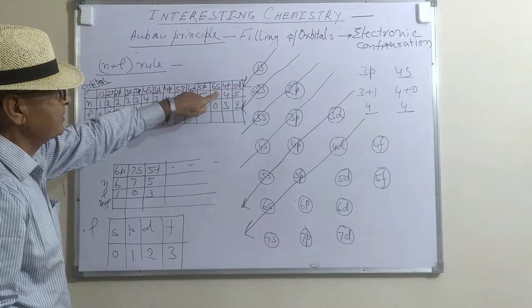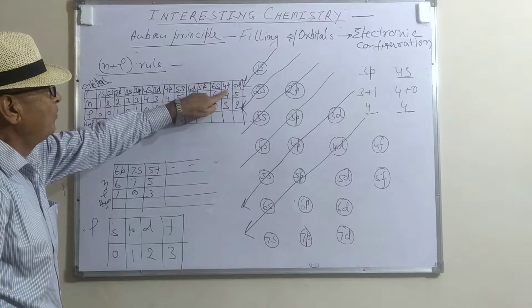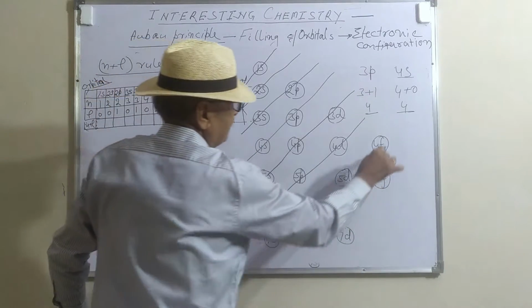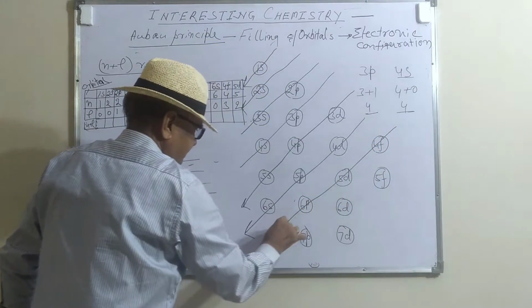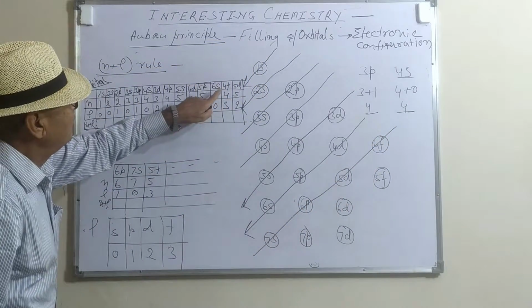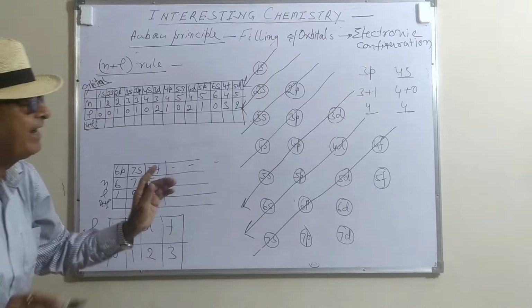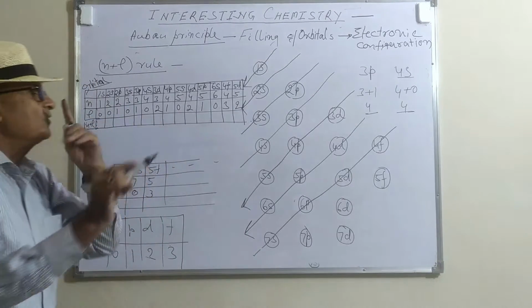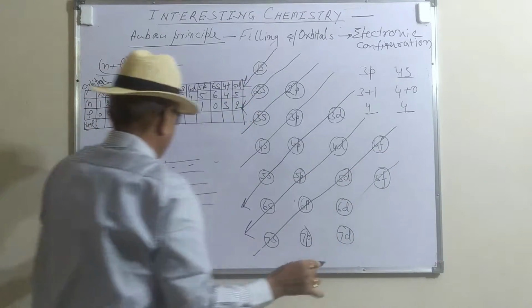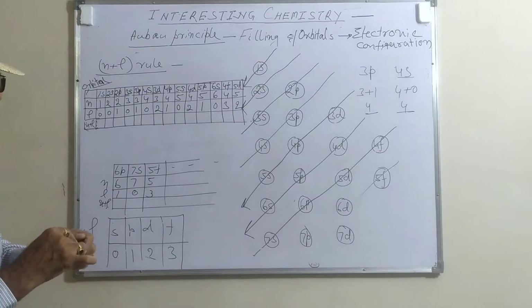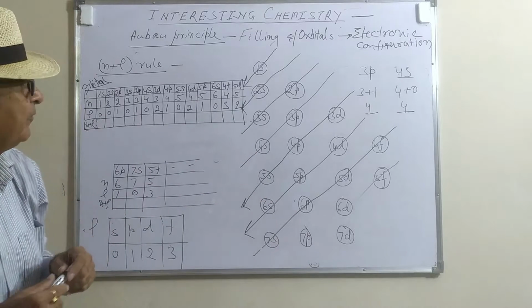4D, 5P, 6S. And come to that: 4F, 5D, 6P, 7S, and so on. Now come here to 5F. If you need to write the 5F, then you can write it here.